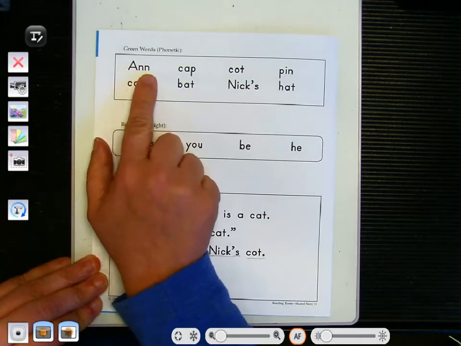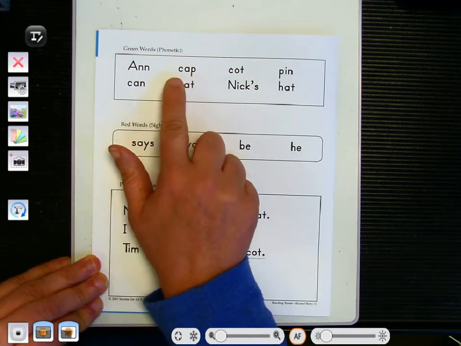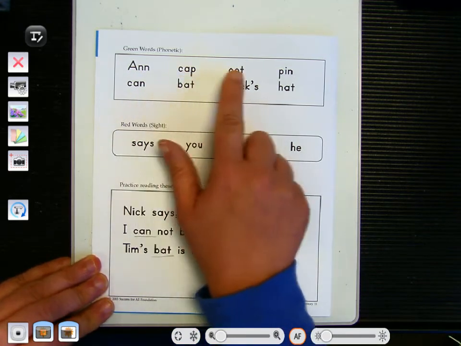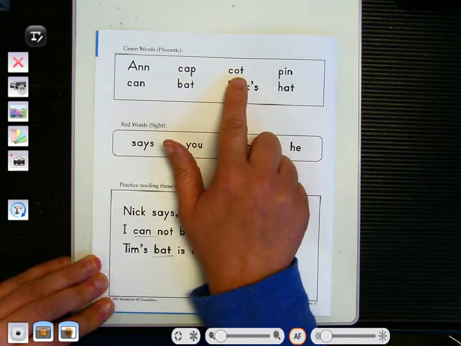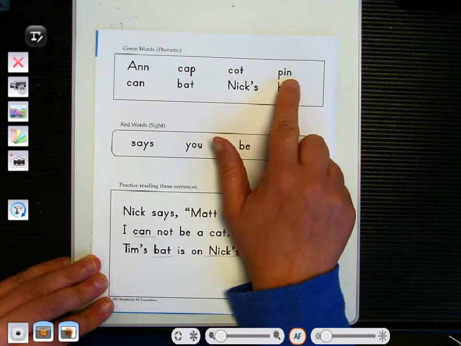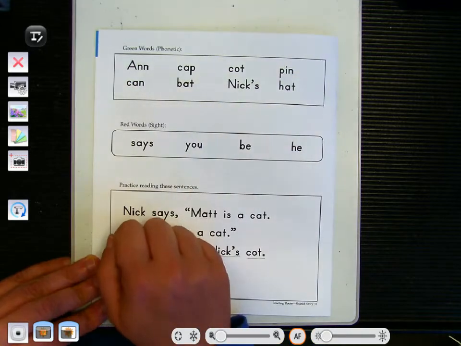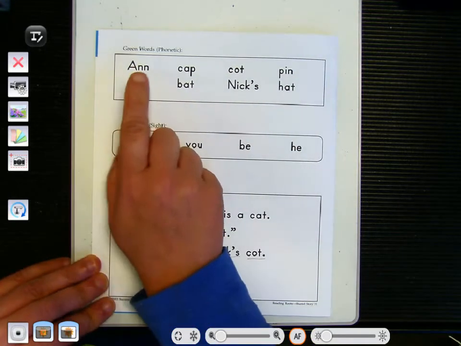A, n, an. K, a, p, cap. K, a, t, cot. P, i, n, pin. Your turn. Read the first row of words.